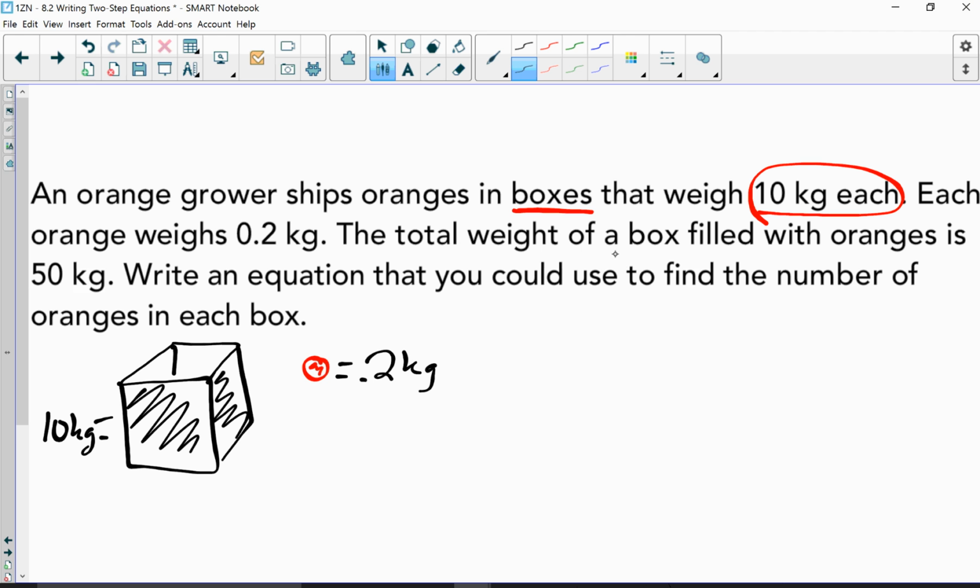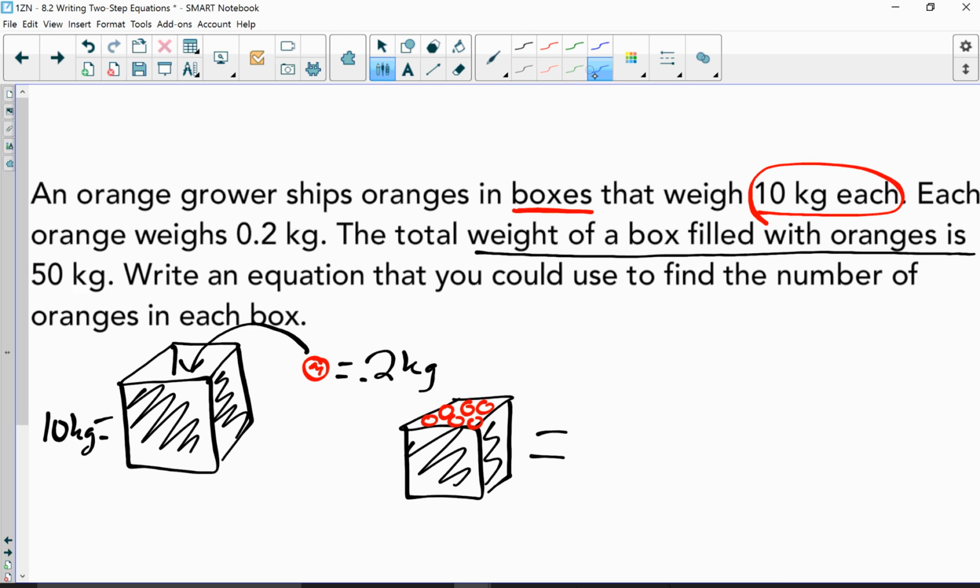All right, the total weight of a box filled with oranges. So I have to take a bunch of oranges and throw them into the box. That's going to give me a box full of oranges here. Oranges galore. Lots of oranges inside my box now. How much is that going to weigh? Well, it says that a box filled with oranges, let me underline this in blue, is 50 kilograms.